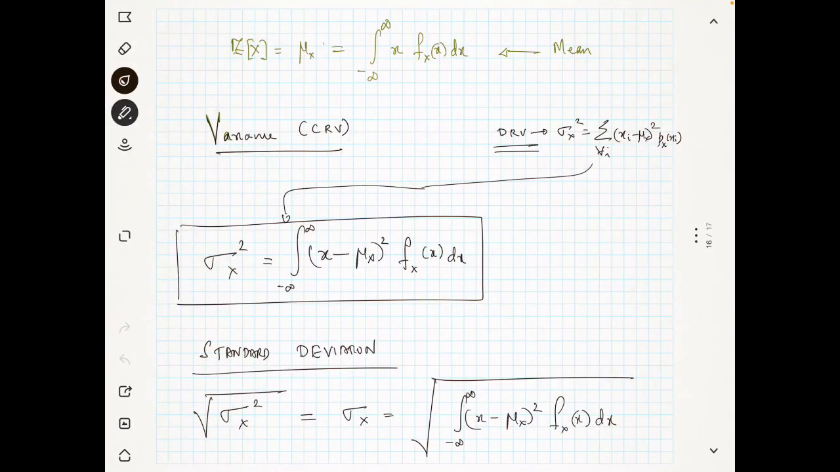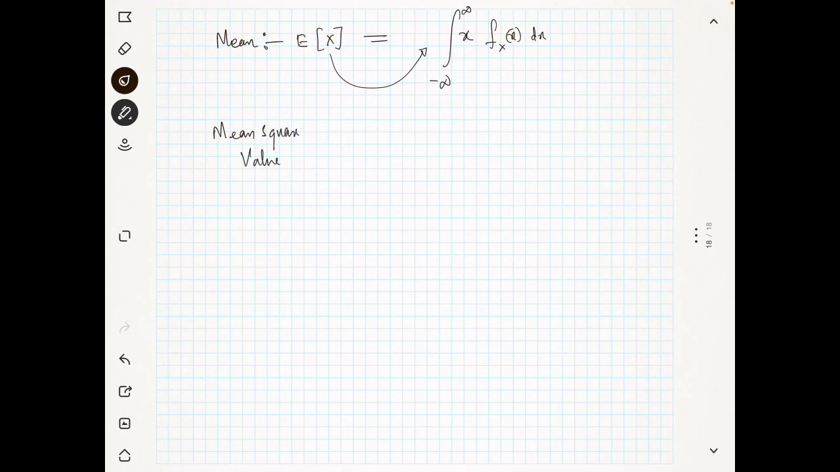I can conclude all these things. The mean is nothing but the expected value of the random variable x. How do you find the expected value? You just see here, you have x and you multiply with fx of x dx, then integrate from minus infinity to infinity. Now what is the mean square value? I told you about the power of the signal. The mean square value is nothing but the expected value of x square. It is the integral from minus infinity to infinity of x square fx of x dx. Okay, then what is the variance?